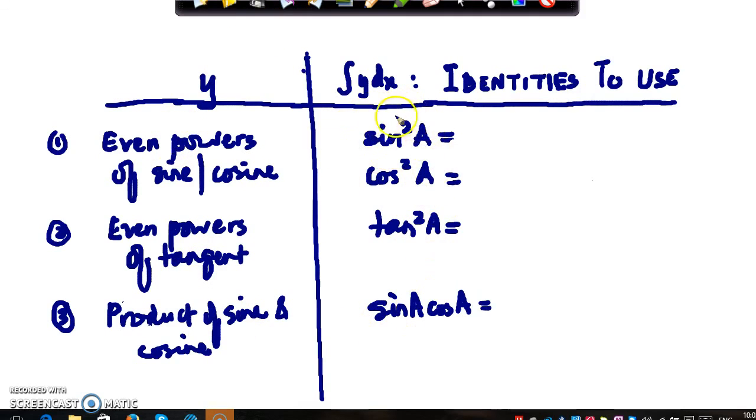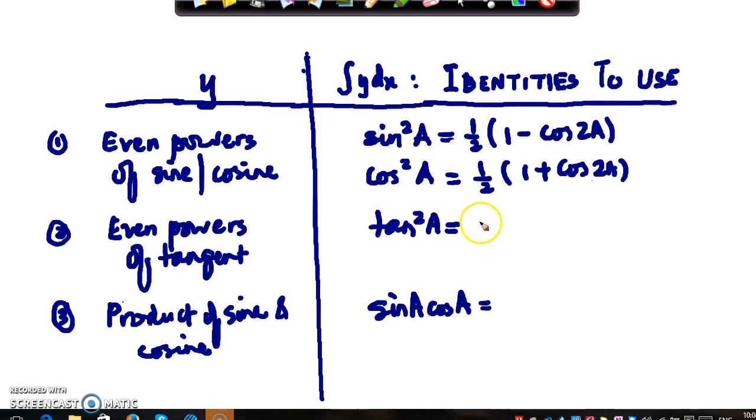If you come across sine square, cos square, tangent square, or product of sine and cos with the same angle, then we can use these identities to integrate. If we come across sine square, then we use the double angle identity, which is 1 minus cos 2a. Remember, it's a double angle identity, so the angle is double from the original. And this one is 1 plus cos 2a.